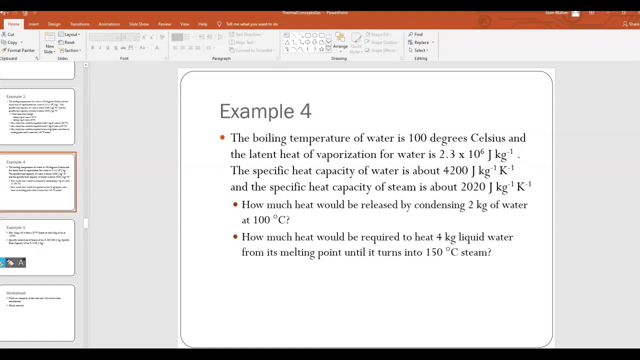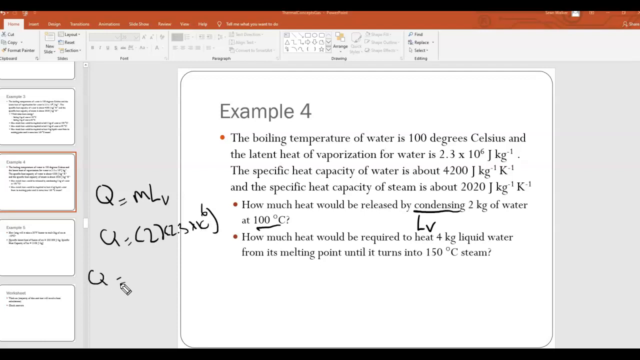Now remember, heat that's being released is typically thought of as a negative value. If we're condensing, that's the opposite of vaporization, so we should be using the latent heat of vaporization. This is actually a very basic calculation. If we have 2 kilograms of water that's already at the point of condensation, we don't have to temperature change it at all. All we have to do is directly plug into the equation and it will be done. So that would be 2 times 2.3 times 10 to the 6.